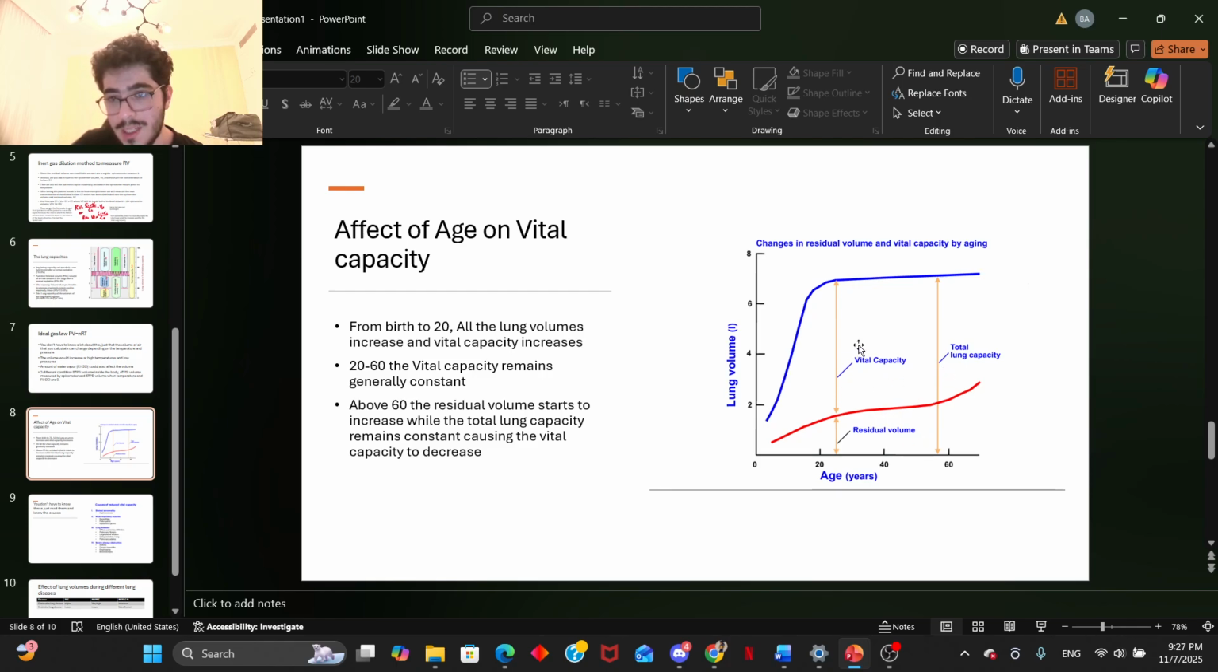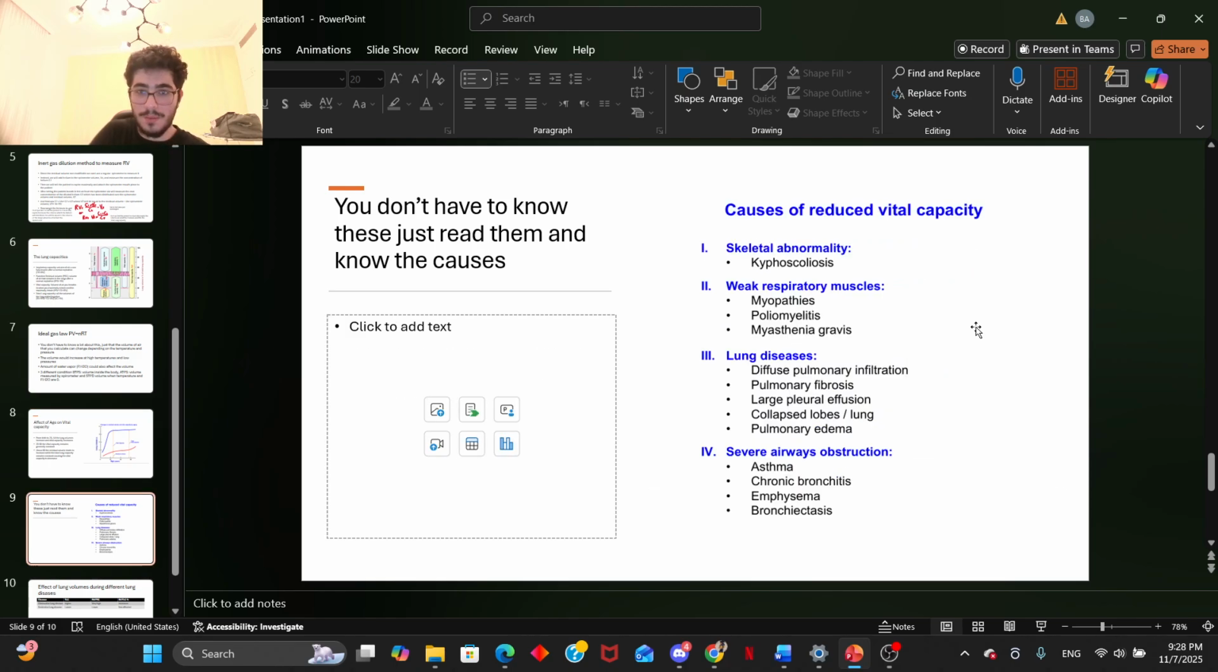Between ages 20 and 60, the residual volume is going to remain partially constant, and the total lung capacity is also going to remain virtually constant, as you can see. Here, the vital capacity is going to remain constant. Above the age of 60 is where the residual volume starts to increase. And when the residual volume starts to increase, you can see the total lung capacity is not increasing with it, causing the vital capacity to decrease. So the total lung capacity remains constant, while the residual volume increases, causing the vital capacity to decrease above the age of 60. That's it for this one.